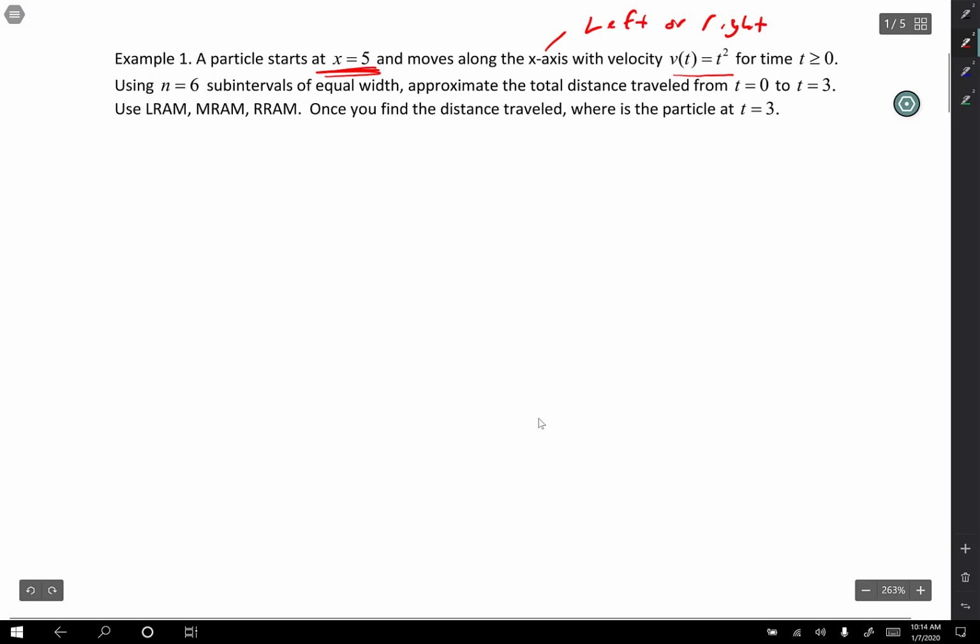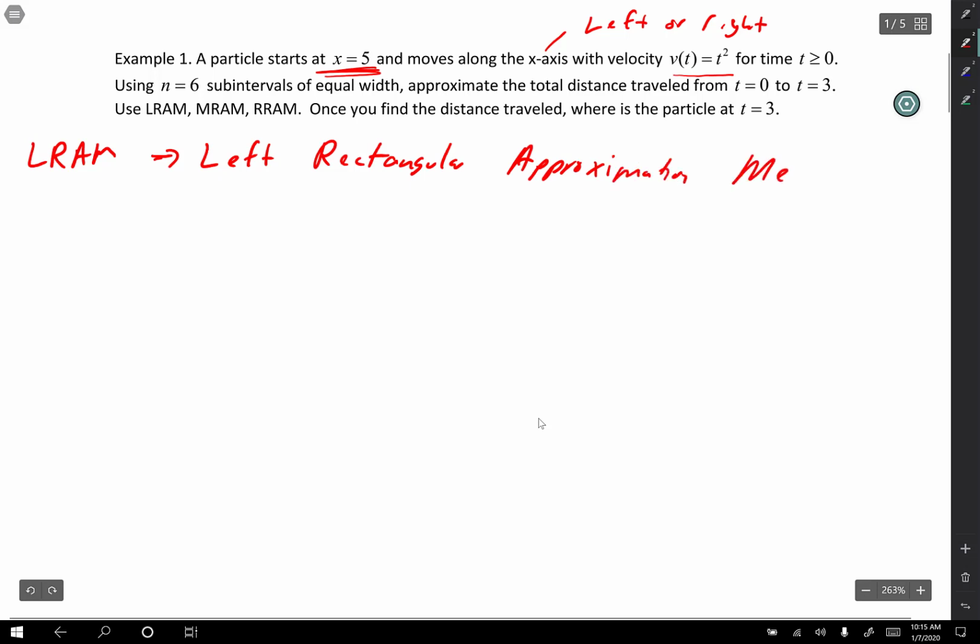Okay, so let me tell you what these abbreviations are. You're going to hear them all the time. LRAM means left rectangular approximation method.